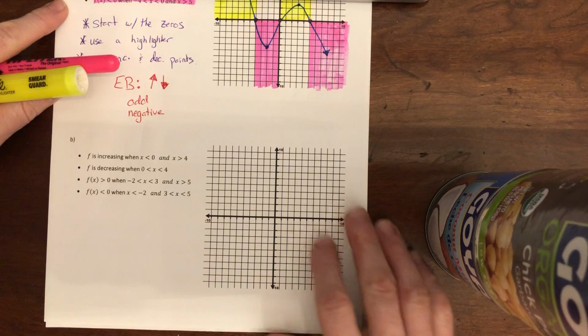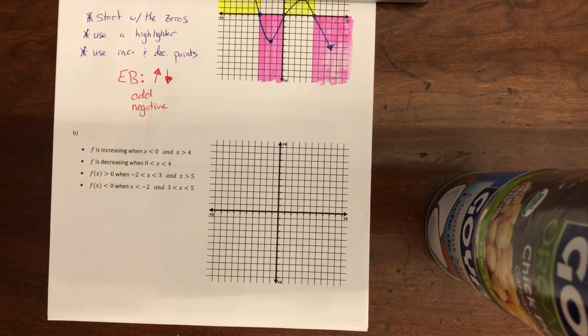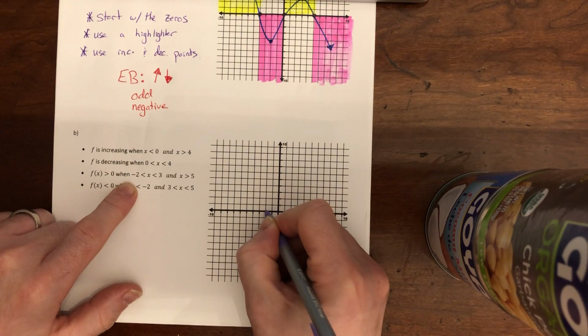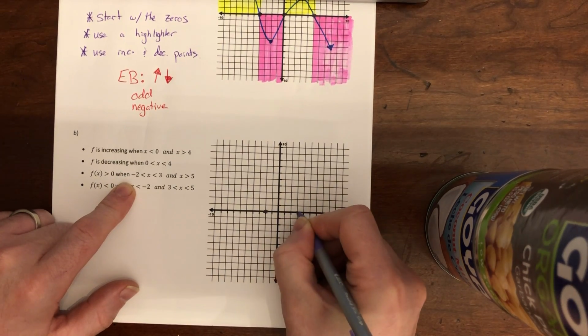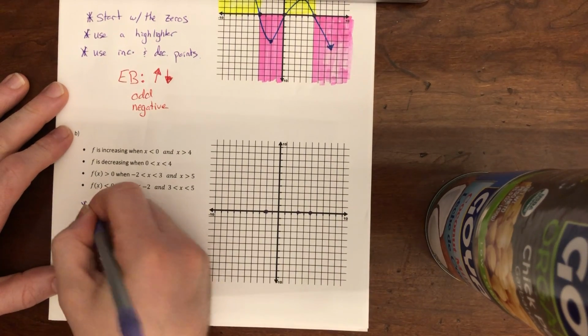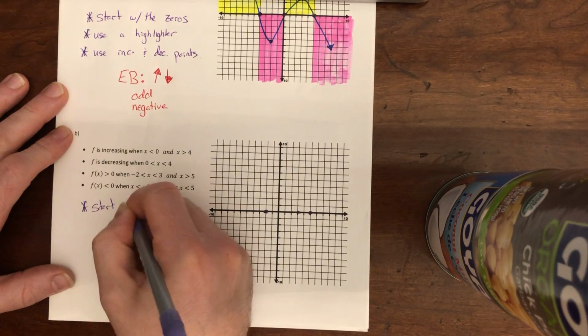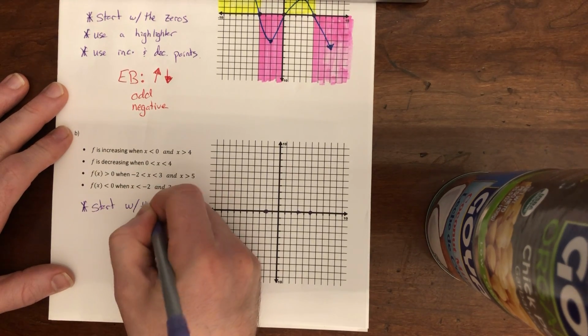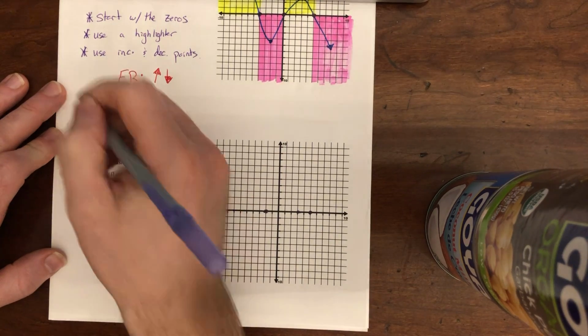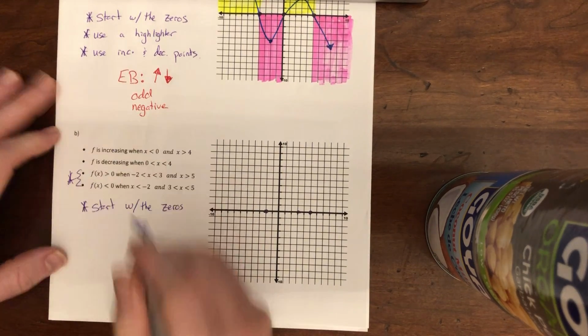All right, one last one, and we'll be done for today. All right, so once again, we want to start with our zeros. Well, where are our zeros here? Our zeros are at -2, 3, and 5. All right. So remember, these here are our zeros, right? That's where we want to start.